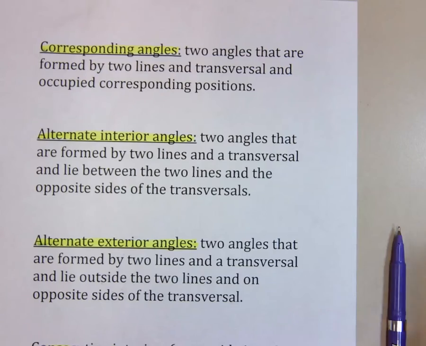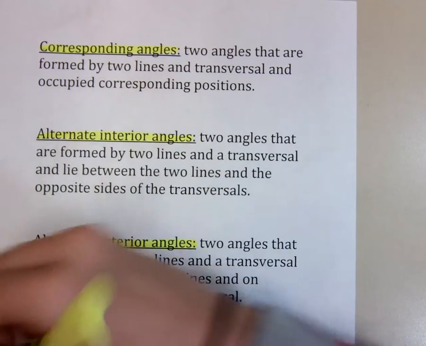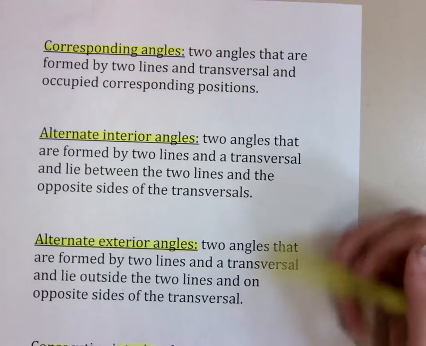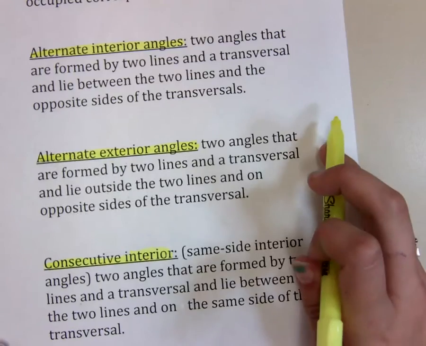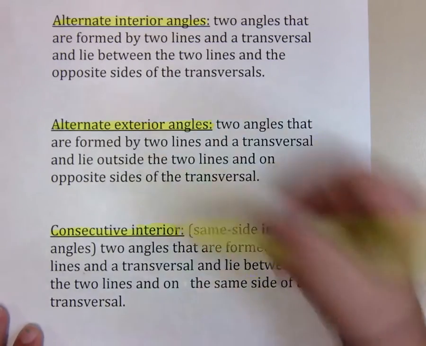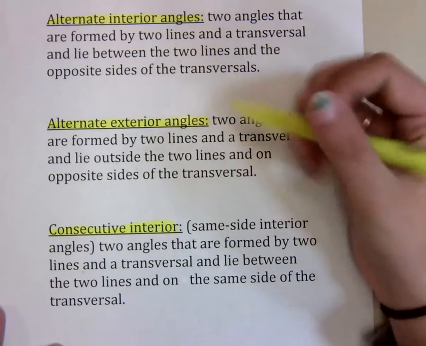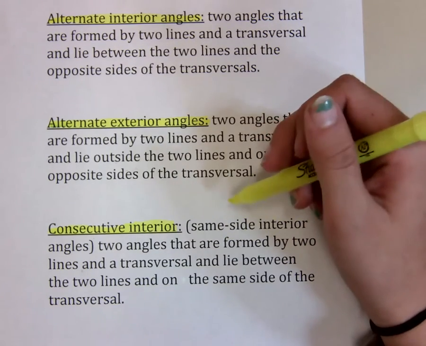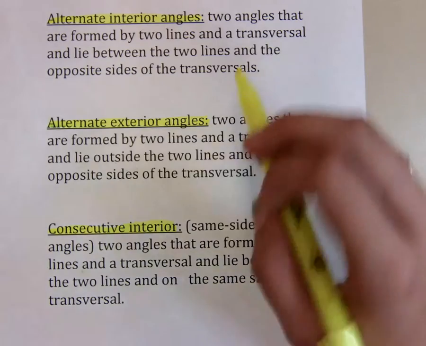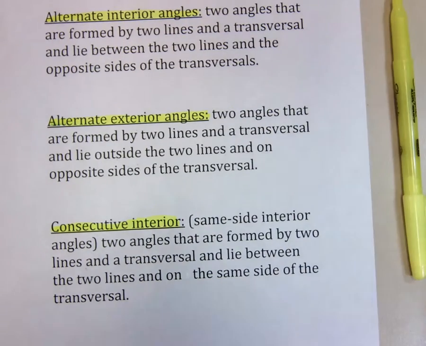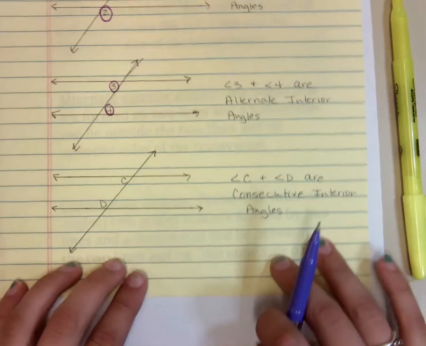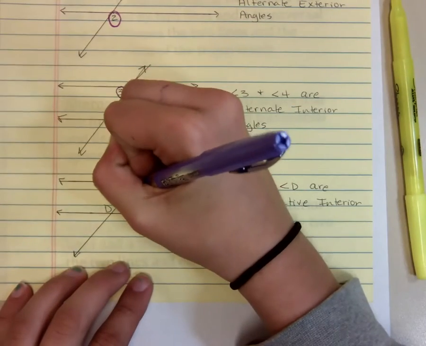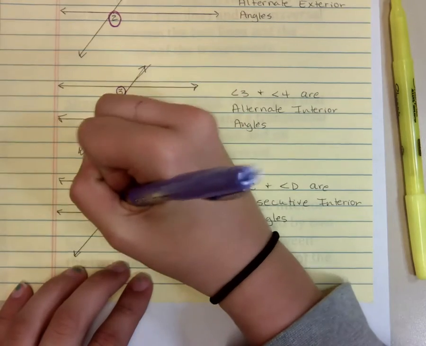And the last one we have is consecutive interior, which could also be called same side interior angles. And they are two angles that are formed by two lines and a transversal and lie between two lines and on the same side of the transversal. So that would be right here, angles C and D, on the same side of the transversal and on the interior.